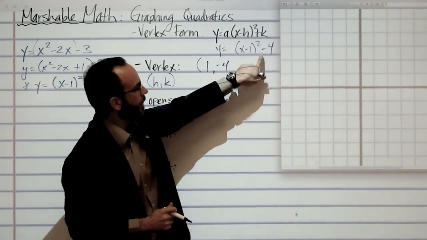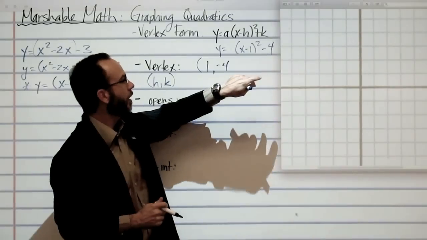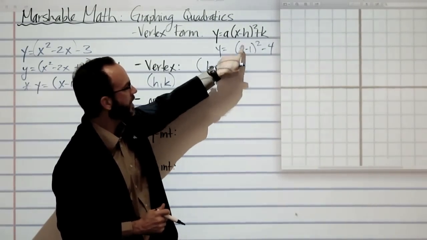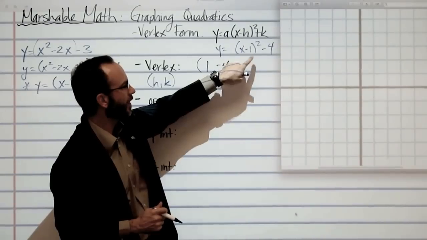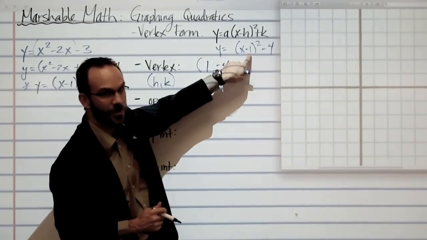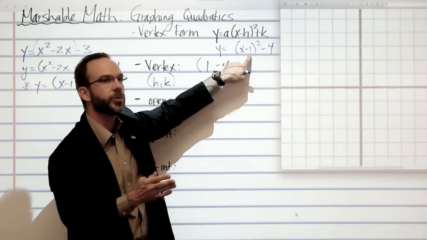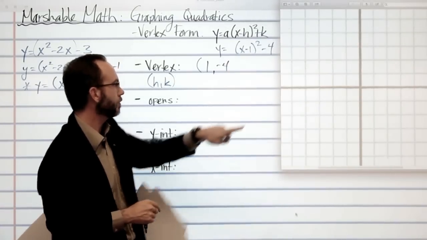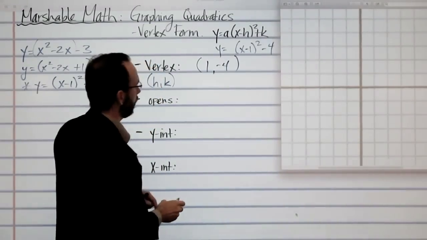Be mindful here, it's okay to just grab the number that's the k and take the sign that goes with it, but when you're inside the parentheses, remember it's x minus h, which means you have to take kind of the negative of what you see right there. So the h in this case is positive 1. If it had been something like x plus 2, your h would have been negative 2. Okay, so the vertex is (1, negative 4).